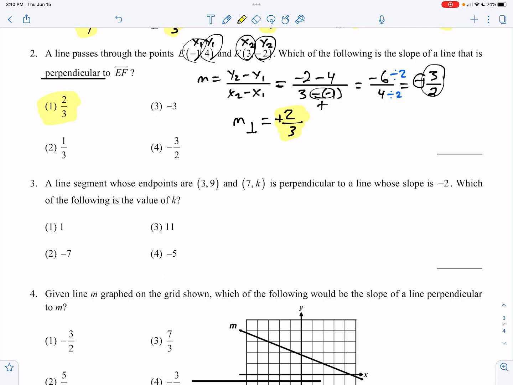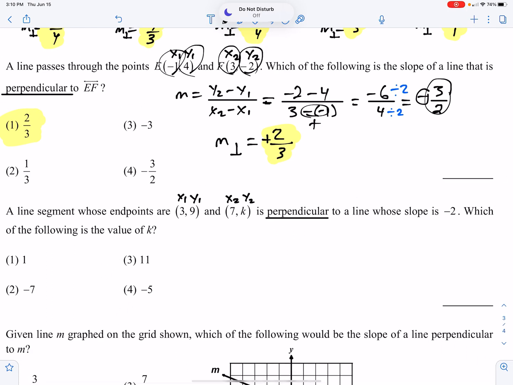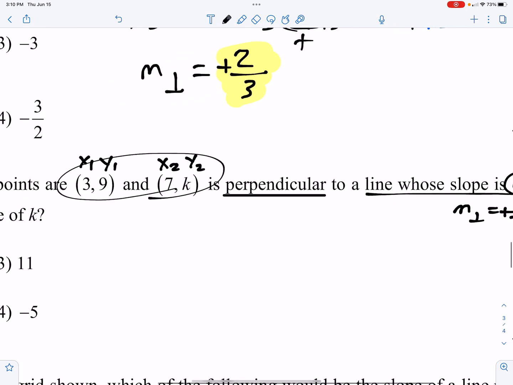A line segment whose endpoints are (3, 9) and (7, k), so x1, y1, x2, y2, is perpendicular to another line whose slope is -2. So let's hold on. The perpendicular slope to -2 would be the reciprocal of -2, which is -1/2, and then you change the sign from negative to positive. So positive 1/2 is the slope of the perpendicular line, okay? And these 2 points lie on the perpendicular line.